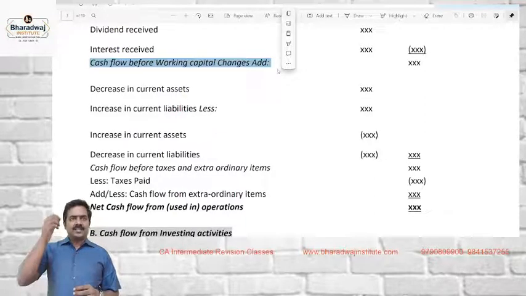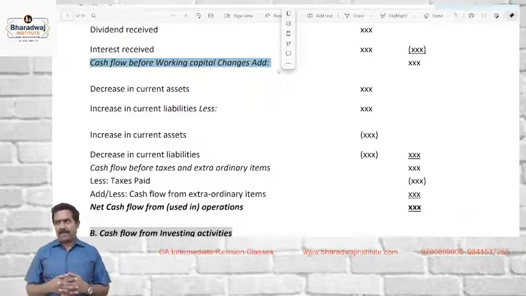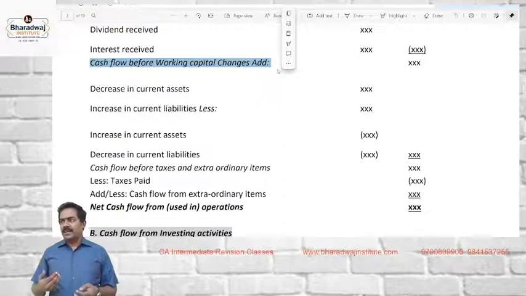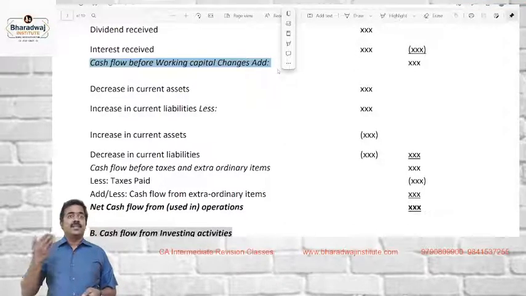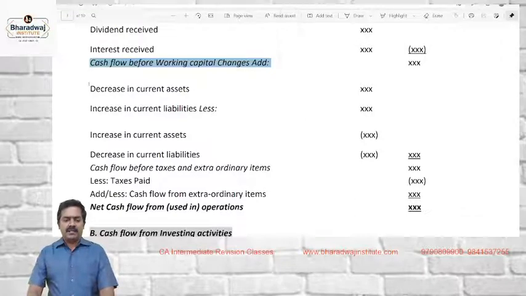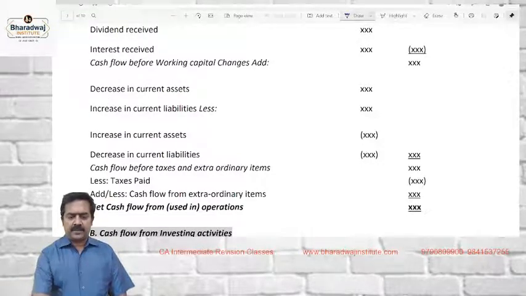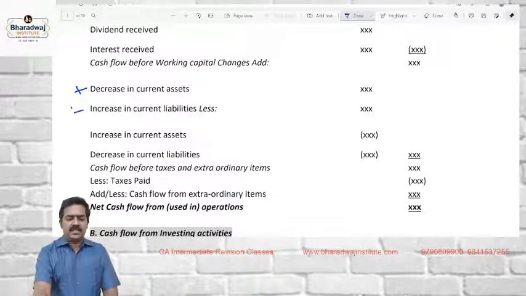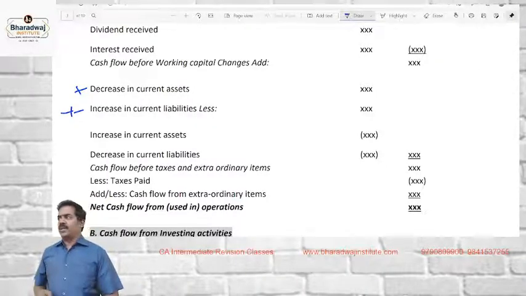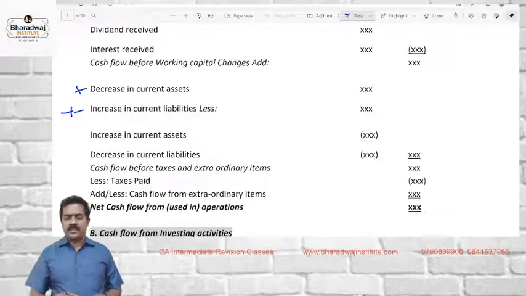Coming back, if there is a reduction in debtors, what is the meaning? We collected money from debtors. It will increase your cash balance or reduce your cash balance? It will increase your cash balance. That's why we add a decrease in current assets. We add what? Decrease in current assets and this is plus. Plus increase in what? Current liabilities also. Why? When current liability goes up, it creates what? More inflow to the business.